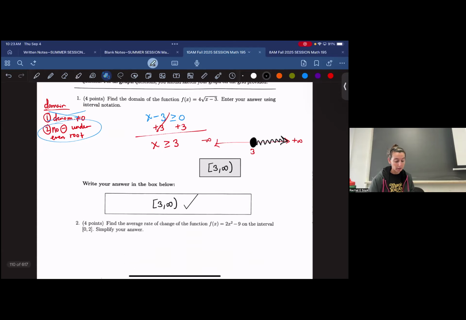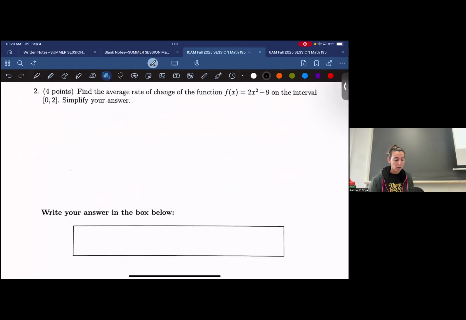Question 2 was an average rate of change problem, where anytime you see average rate of change, it's really just slope in disguise. It's just you're not necessarily dealing with a linear function. In this case, what type of function do we have? A quadratic. Yeah. And so I'll write the general equation for our average rate of change.